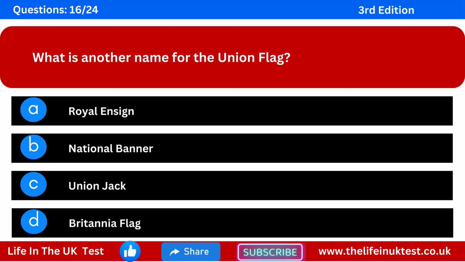What is another name for the Union flag? Option A: Royal Ensign. Option B: National Banner. Option C: Union Jack. Option D: Britannia flag.